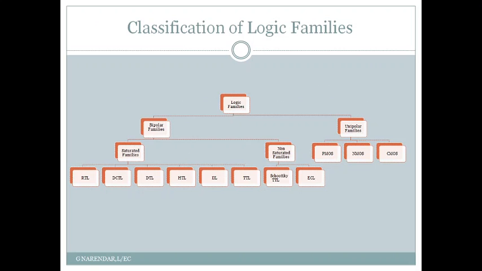So basically, this classification is based upon the devices used to make the logic circuits and the mode of operation of the devices in a particular circuit. So it is based on two things: the type of semiconductor device that we are using to build the logic circuit, and the mode of operation of that particular device in the circuit.